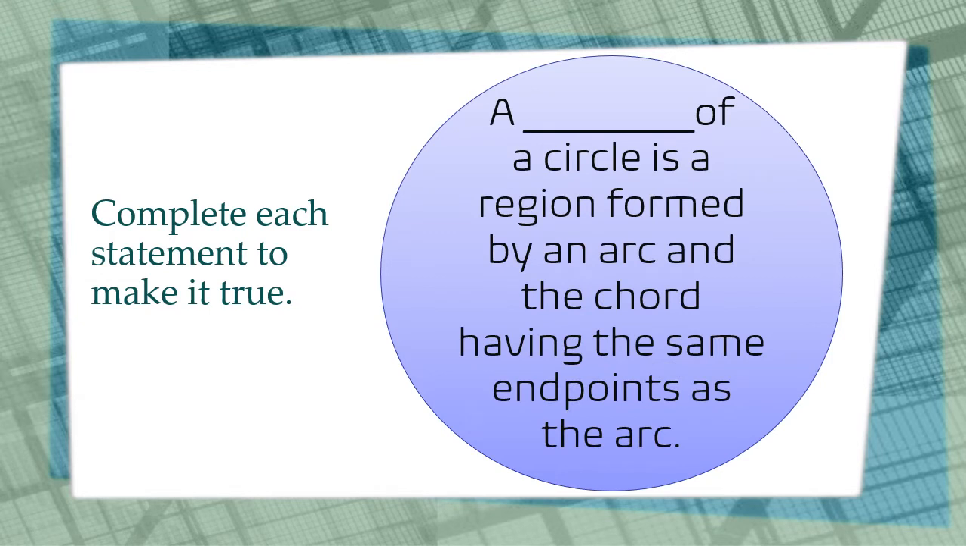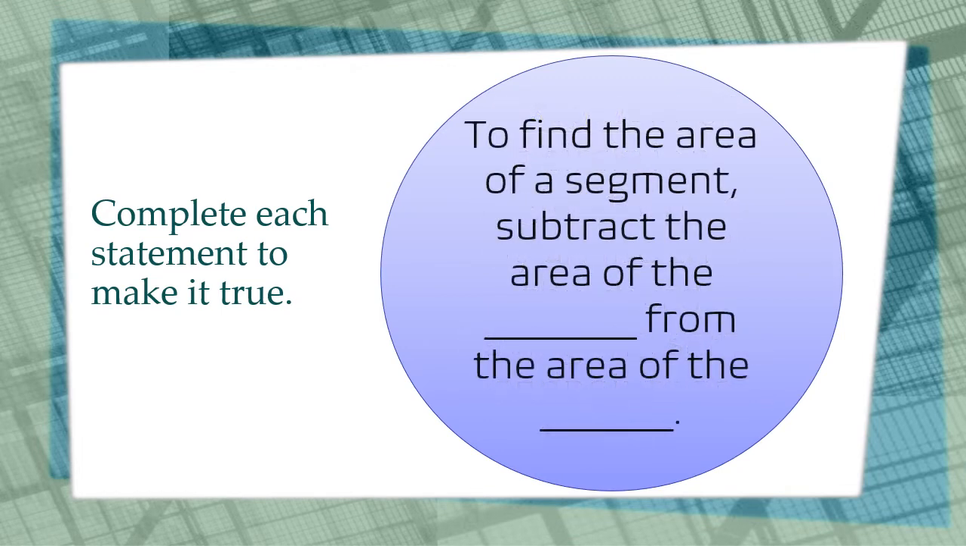Next, a blank of a circle is a region formed by an arc and the chord having the same endpoints as the arc. So the answer is a segment. Next, to find the area of a segment, subtract the area of the blank from the area of the blank. Okay, so in this last question, we need two answers. For our first blank, what do you think is our answer? Area of triangle, and then subtract it from the area of what? So sector.